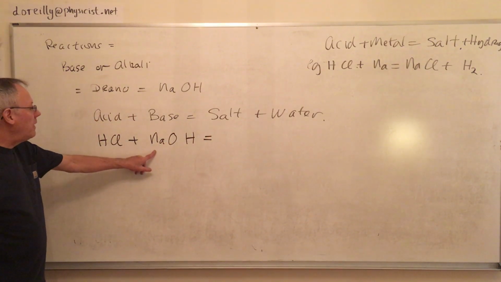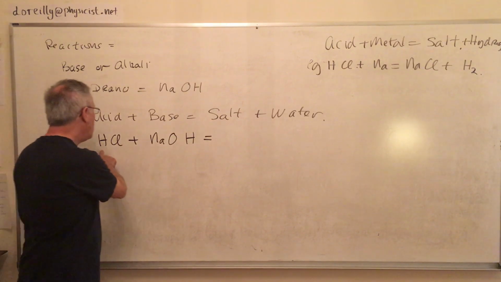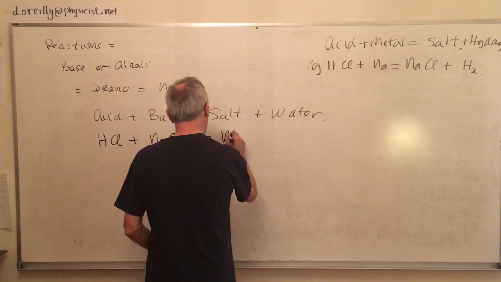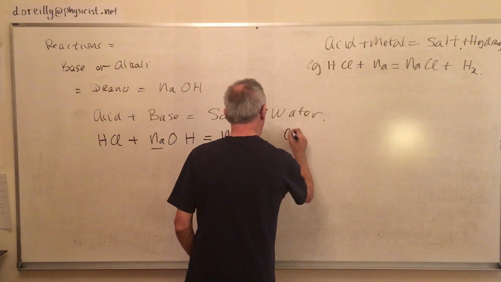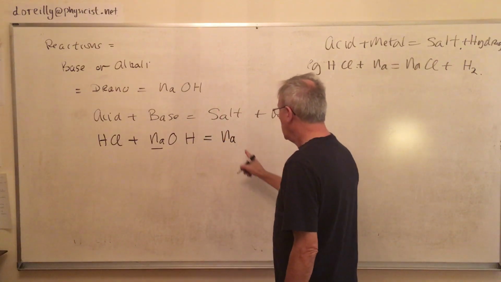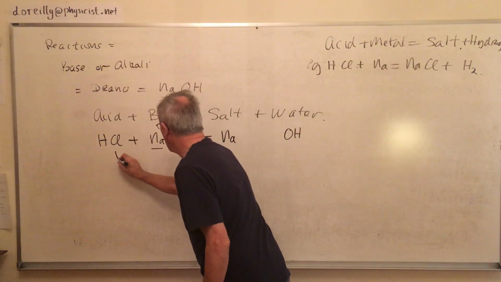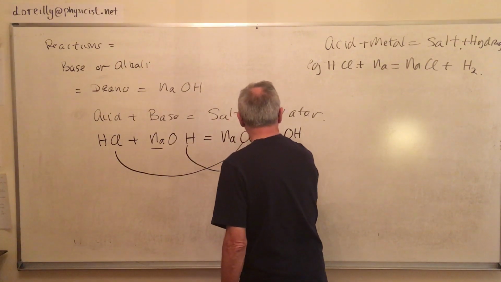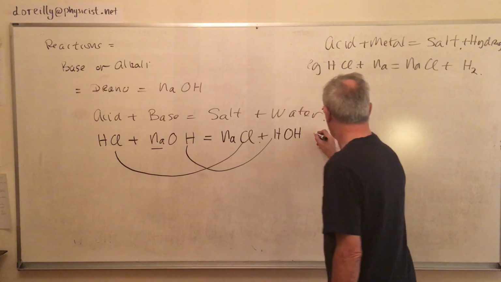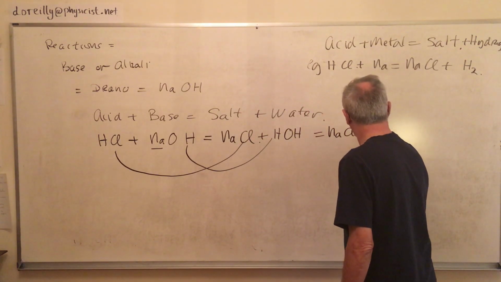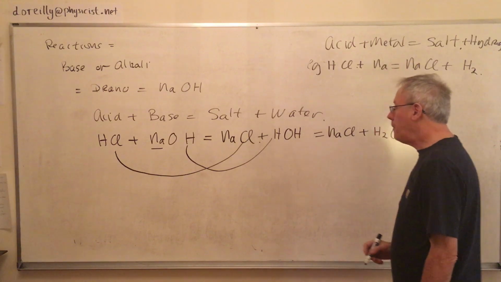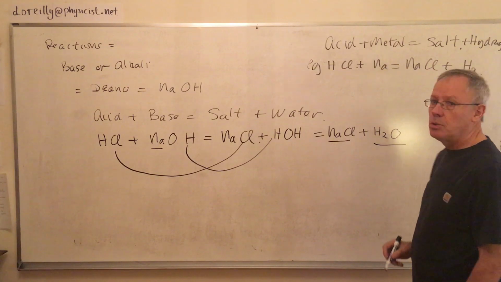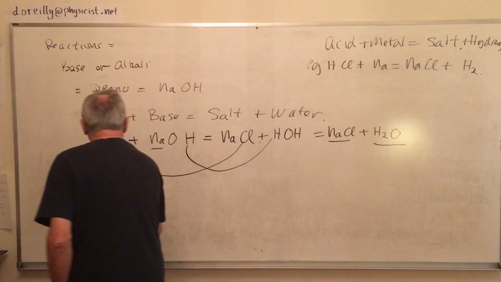Well, the base example I gave you was sodium hydroxide. We're going to get the water first. Okay, this gets displaced. So we get the chlorine part comes in front of here, and the hydrogen part comes in front of here. Okay? There's our salt and there's our water. Let's do it for sulfuric acid.